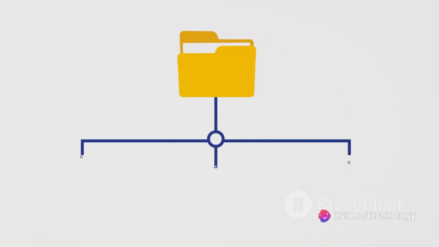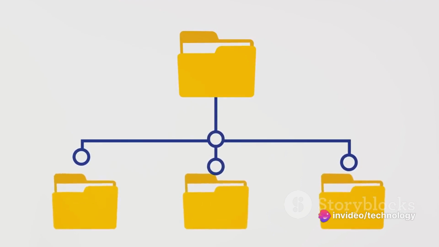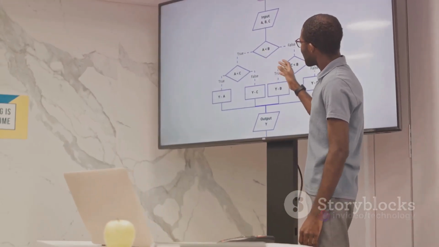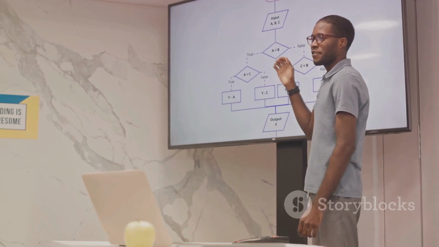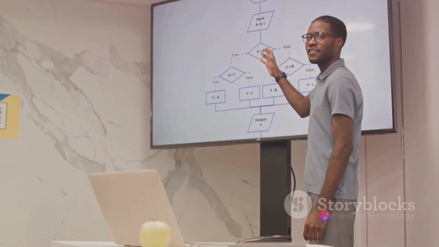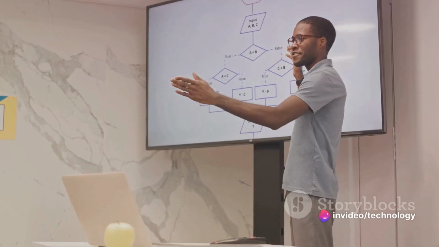Let's start with the project window. This is essentially your project's command center, where you'll manage all the files and resources that make up your application. It's typically located on the left side of the screen. You'll notice that it's organized in a hierarchical structure, making it easy to navigate through your project's files.